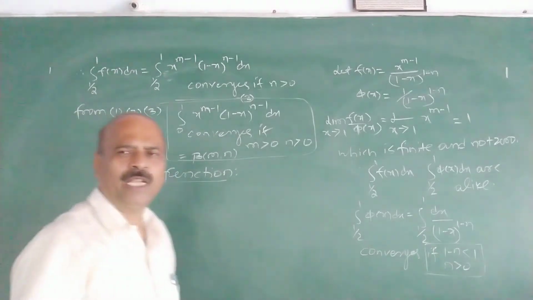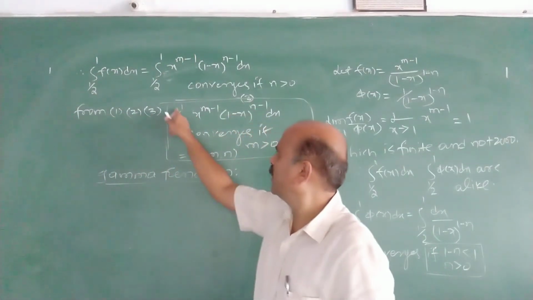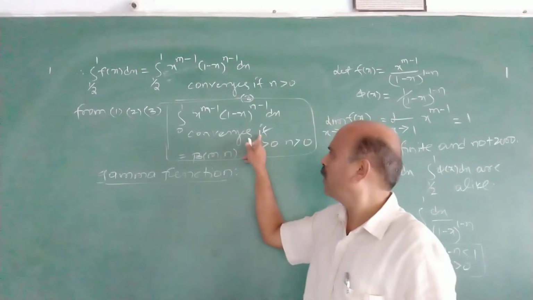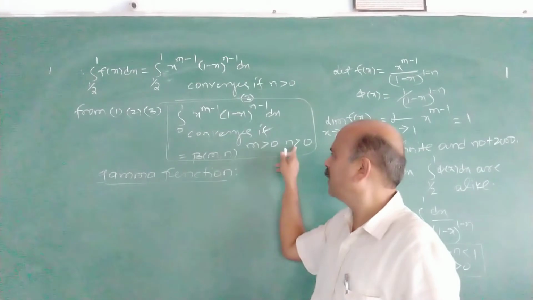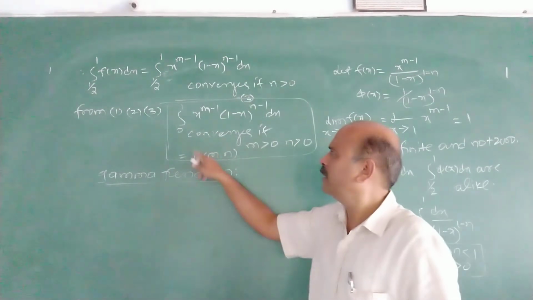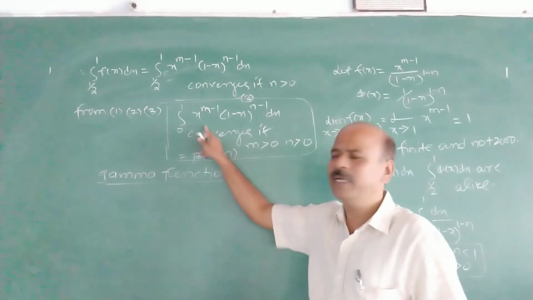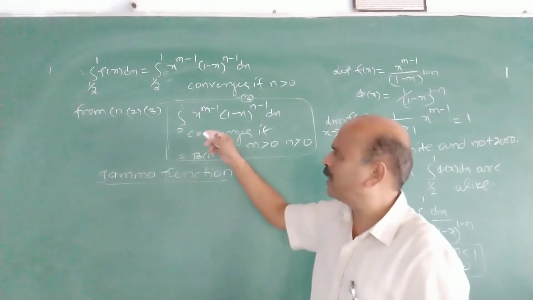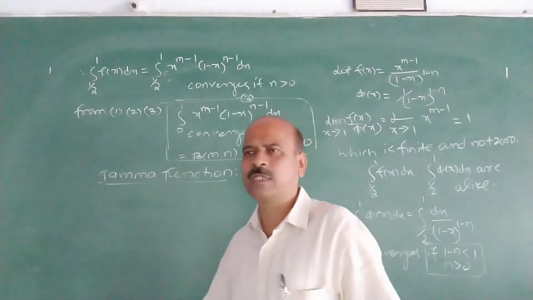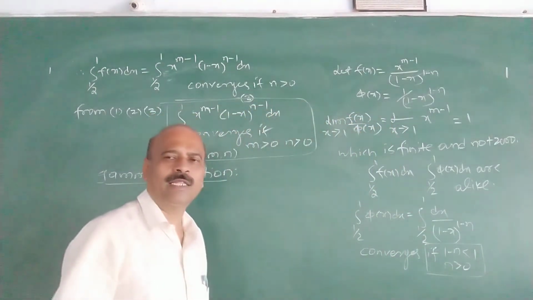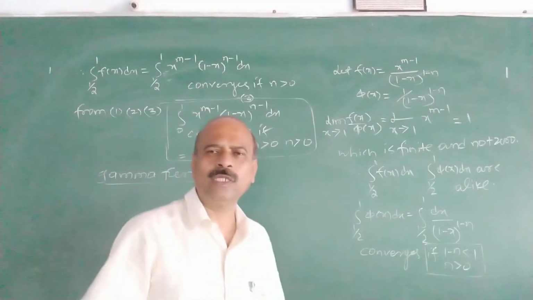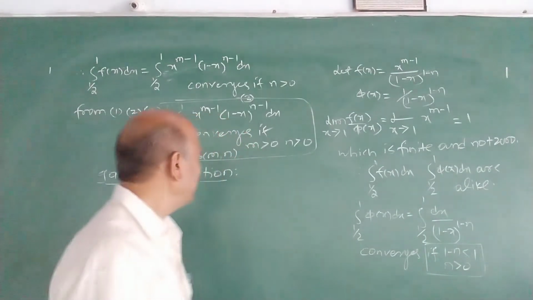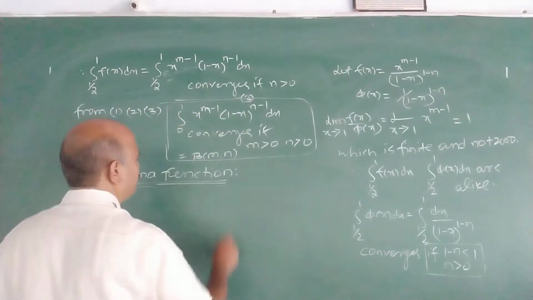Suppose the question is: define the beta function. Then the integral from 0 to 1 of x raised to m minus 1, (1 minus x) raised to n minus 1 dx converges if and only if m is greater than 0 and n is greater than 0, and it is known as the beta function and is denoted by beta(m, n). That is the answer. And discuss the convergence means you have to discuss like this: 0 and 1 are the points of discontinuity, and you test the convergence at 0 and 1 separately.